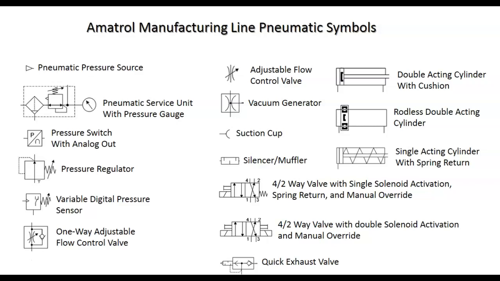We have a variable pressure switch. So this is a switch where we can actually adjust when it trips. Everybody okay? This is on the Amatro line, and I think it's on the Festo line too. This is a one-way adjustable flow control valve. Everybody okay on this symbol? Okay.